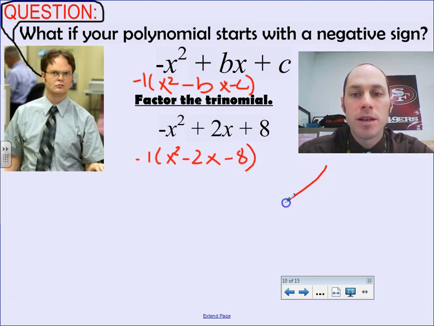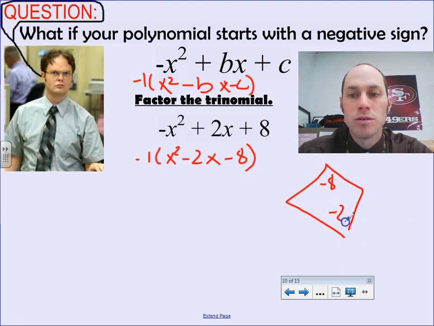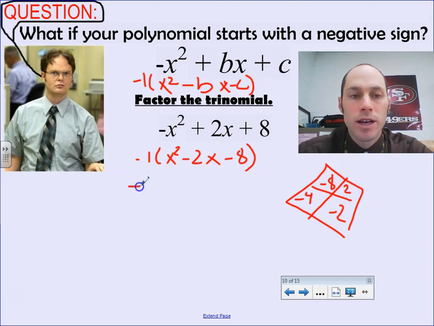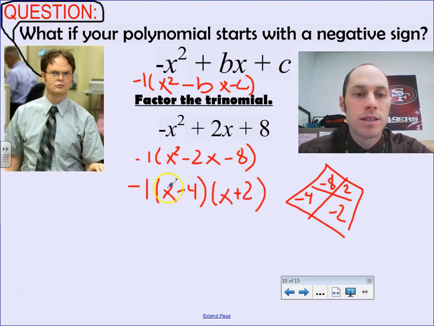And then we go to our diamond. I've got to get a product of negative 8 and a sum of negative 2. How do I do that? Well, think of my factors. 4 and 2, or 1 and 8. Well, the 4 has to be negative, negative 4 and 2. So I got negative 1 out here, and x minus 4, and x plus 2. Problem solved. Who cares about those negatives?